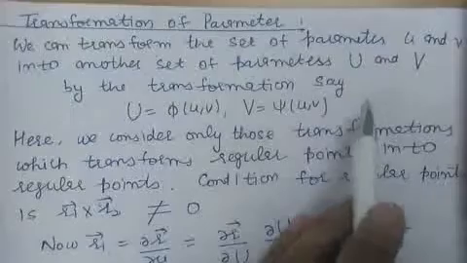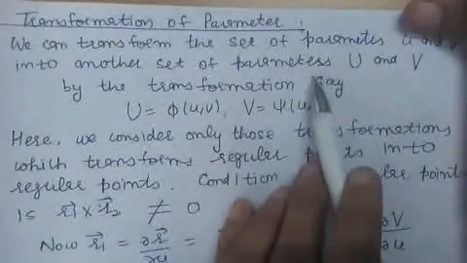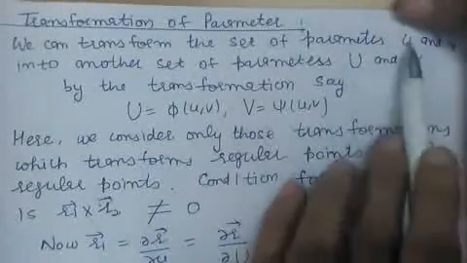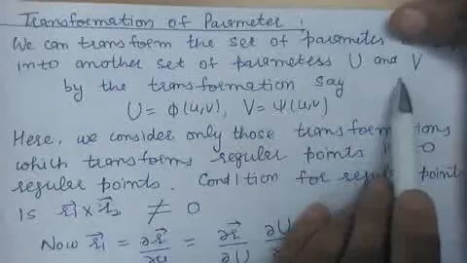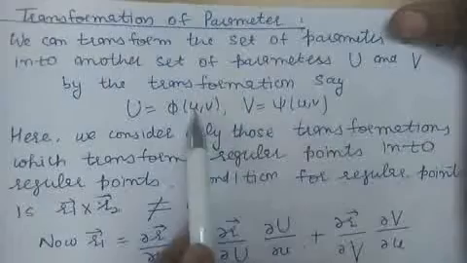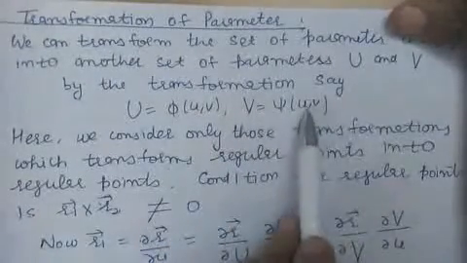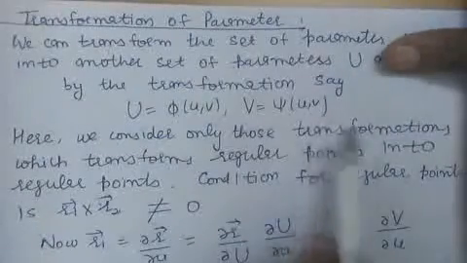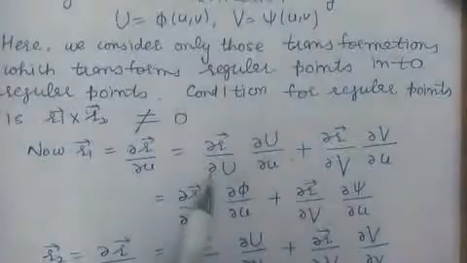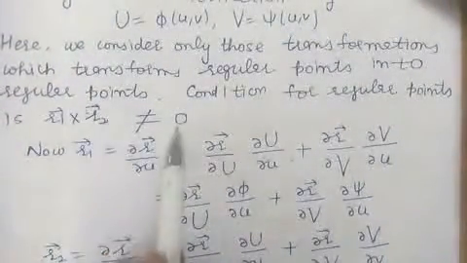We can transform the set of parameters into another set of parameters. Let us take the another set of parameters as capital U, capital V, and let us transform these parameters by using the transformation capital U is equal to function of the old parameters u and v, and capital V is equal to the function of the parameters u and v. Now here we will consider only those transformations which transform regular points into regular points, and for the regular points r1 cross r2 is not equal to 0.